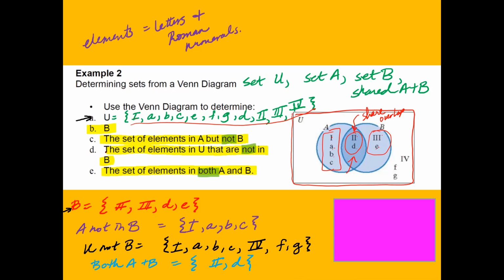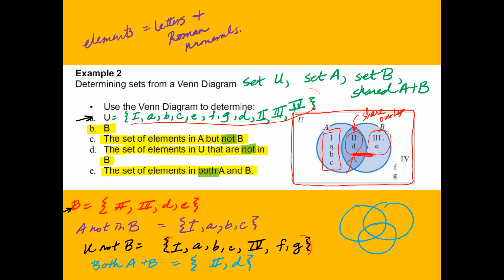One thing I forgot is D, the set of elements in U but that are not in B. So it's going to be everything here in U, but it cannot include Roman numeral 2, Roman numeral 3, D, and E, because these are in B. So this is what you should have for D. Eventually, we will have to look at a Venn diagram with 3 circles so that all 3 circles share something in between right there. So this is good practice. Start off with 2 because eventually you'll get to 3.